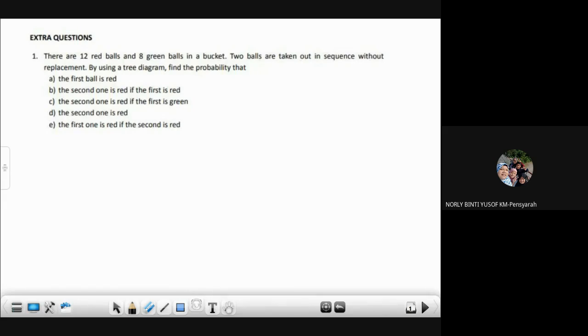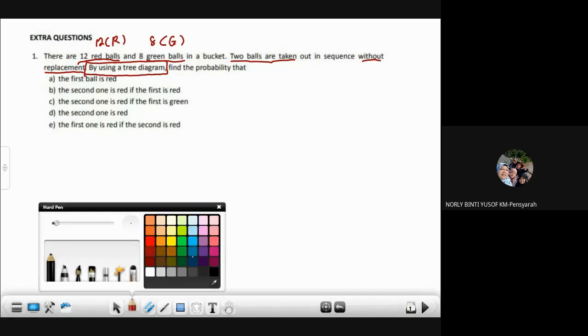So we see for the first extra example for number 1. There are 12 red balls and 8 green balls in a bucket. So you ada 12 red and 8 green ball. Okay, 2 balls are taken out. So nampaklah kat situ you punya tree diagram is ada 2 cabang kan, out in sequence without replacement. So this is all that you have to read lah. Okay, and then the question also asks you by using tree diagram. So you have to build up the tree diagram first before you find the probability.